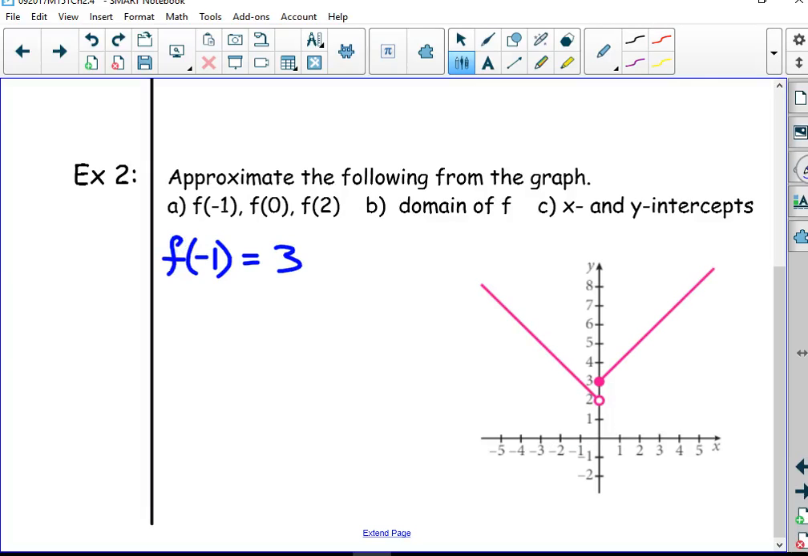At 0, I have both of these lines come in at 0. It's the closed dot that tells me what's happening exactly at 0. So again, f of 0, even though it's a different part of the graph, is also 3. And then f of 2, same idea. We're going to go over to 2. We're going to follow it up, and it looks like we get to 5.